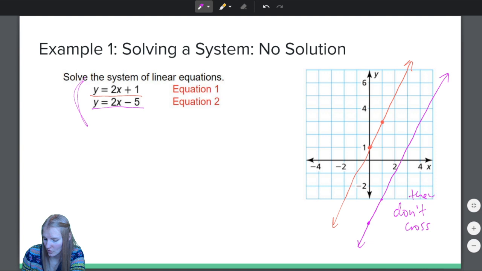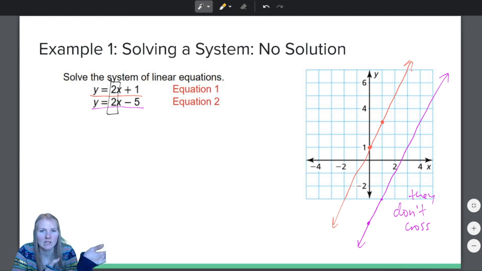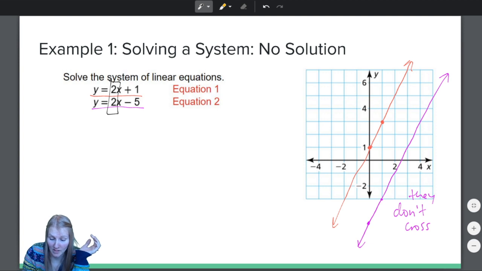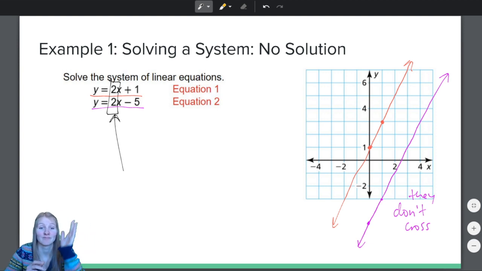They don't cross. That's one way to tell that there's no solution. I can also just look at the equations and see they have the same slope. Same slope equals parallel, so I know that they're never going to cross. I don't even need to graph them. I can just look and say, boom, slopes are the same, they're parallel, never cross, the end. No solutions.